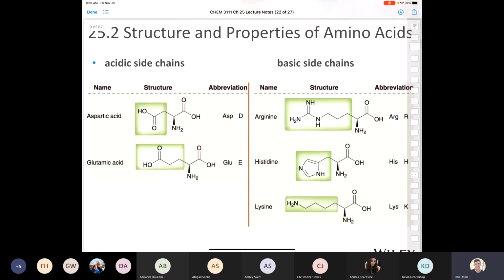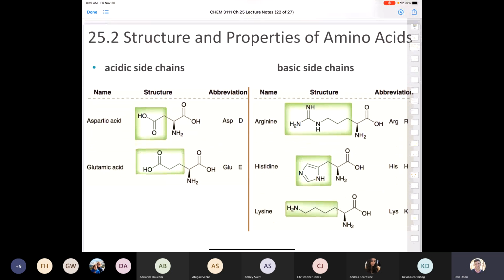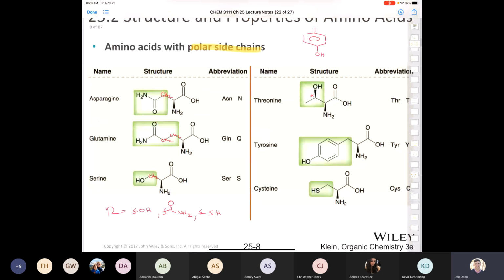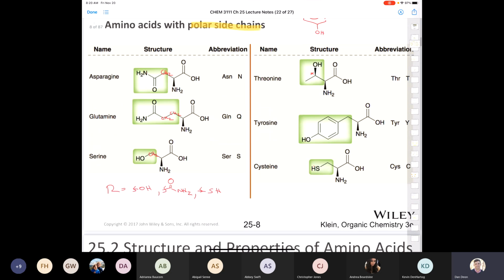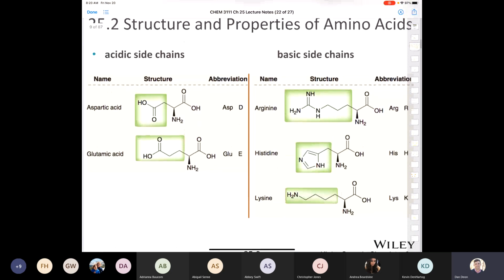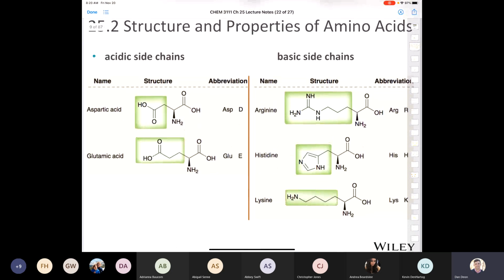Next are the acidic and basic side chains. The acidic ones are pretty obvious because they both have carboxylic acids hanging out at the end. You have aspartic acid and glutamic acid. If you go back to the last slide, you noticed asparagine and glutamine, right? If you replace these NH2s with OHs to make carboxyl groups, asparagine and glutamine become aspartic acid and glutamic acid. So maybe that helps trying to memorize those.